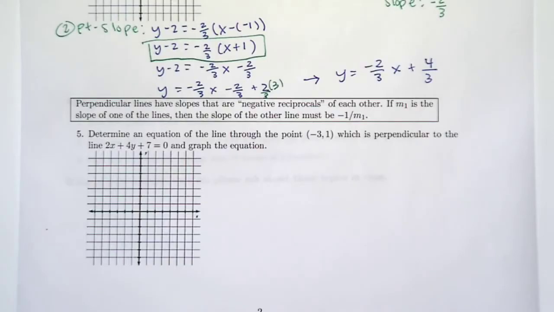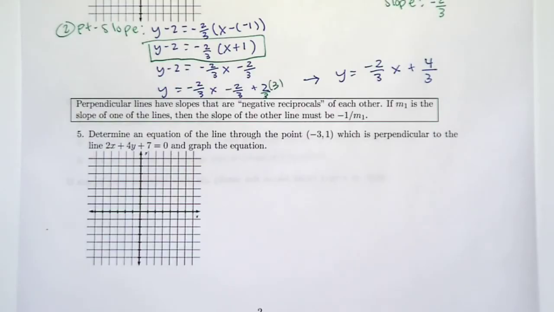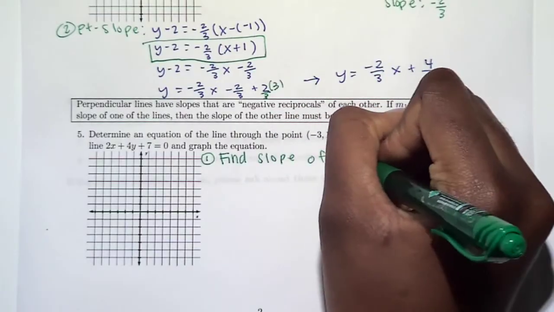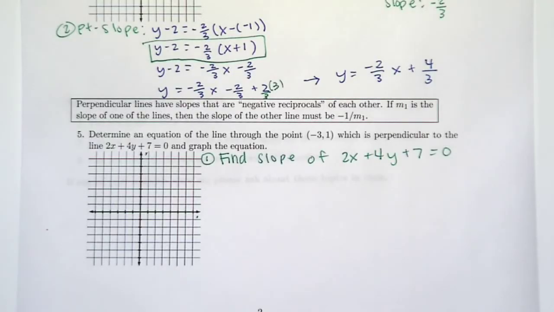All right, so question 5 says, determine an equation of the line through the point negative 3, 1, which is perpendicular to the line 2x plus 4y plus 7 equals 0, and graph the equation. So first things first, we know it's perpendicular to this line, so first let's find the slope of the line that's given. To do that, it would be nice if it was in slope-intercept form, so we can pull out the slope right away just by looking at the equation. So that means we need to solve for y.